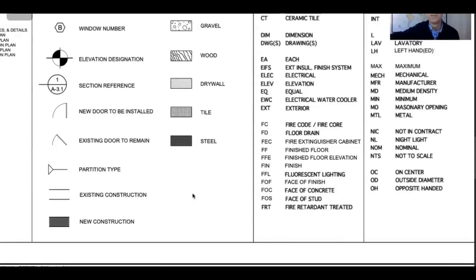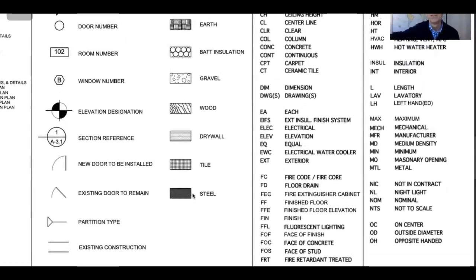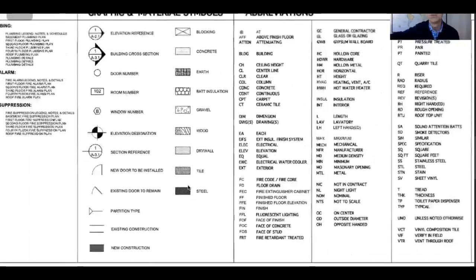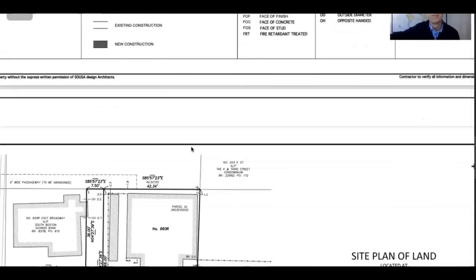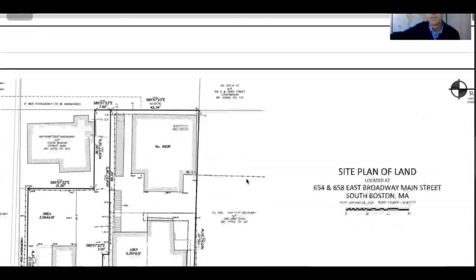So you want to get yourself familiar with all of the abbreviations and the symbols and the plans and where you can find detailed information. So if you're looking on a plan, you see this little circle with a triangle and it says 1A-3.1, you want to know where to go to find that information and reference it and to get that detailed information. Now, the same thing goes for a site plan.